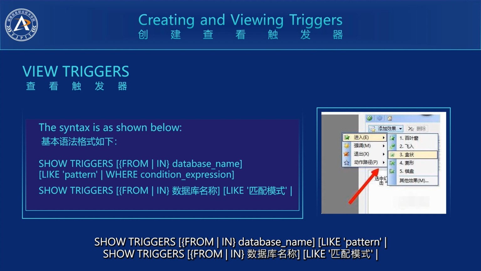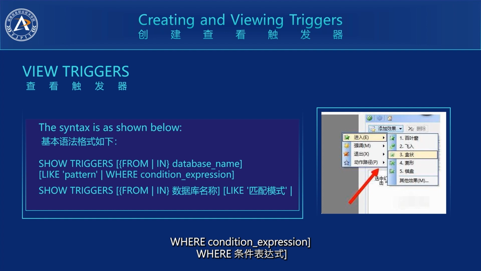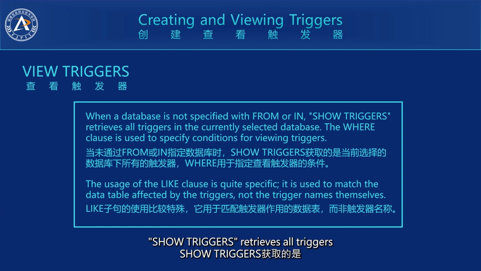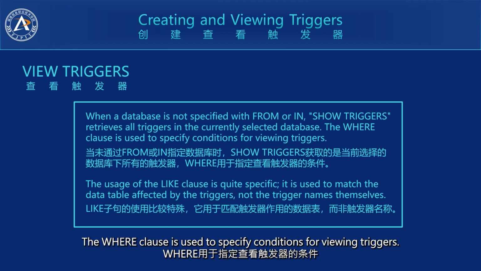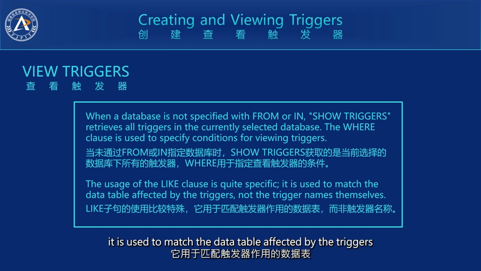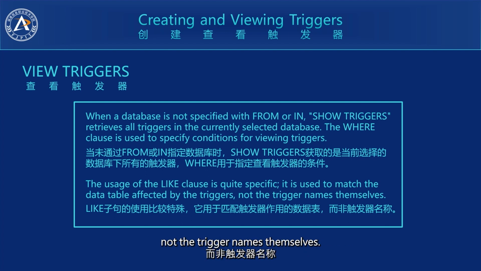Show triggers from | in database_name like 'pattern' | where condition_expression. When a database is not specified with from or in, show triggers retrieves all triggers in the currently selected database. The where clause is used to specify conditions for viewing triggers. The usage of the like clause is quite specific. It is used to match the data table affected by the triggers, not the trigger names themselves.